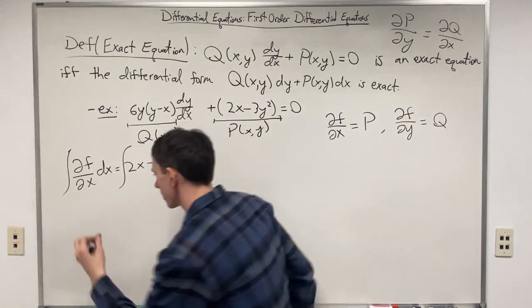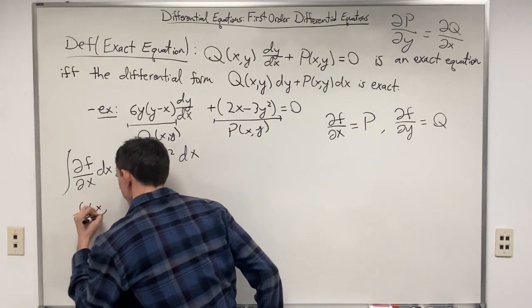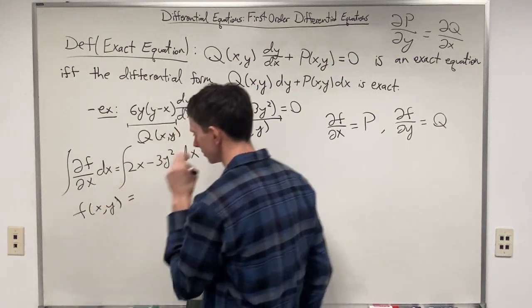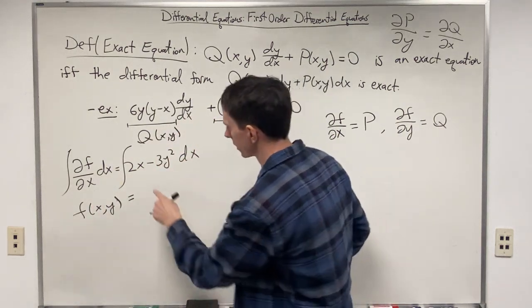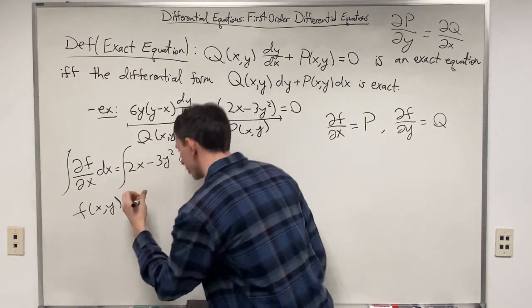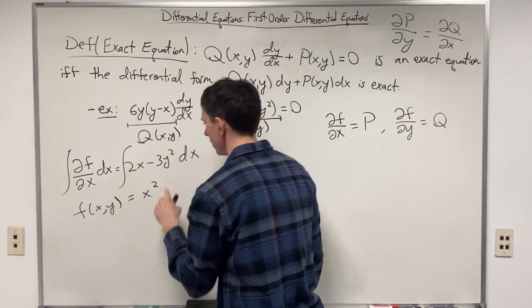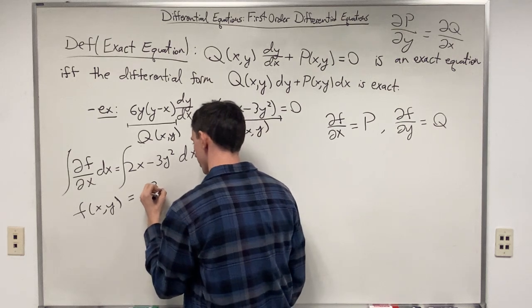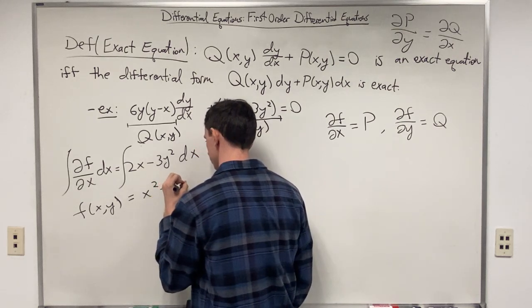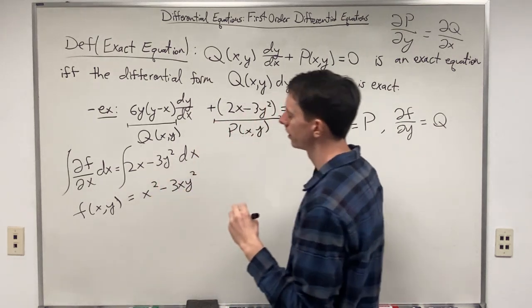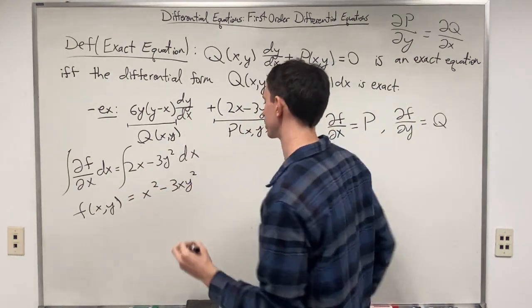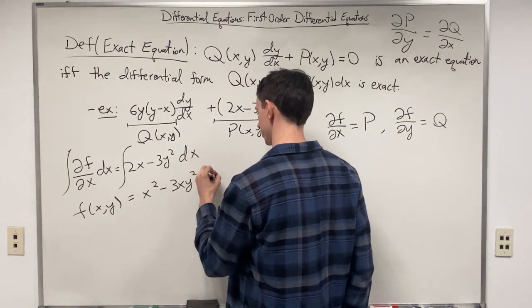For the left-hand side, I'm going to get just my function, f of x, y by itself. And then for the right-hand side, let's see what we get. If we integrate the first term, we're going to get x squared. If we integrate the second term with respect to x, of course, we're going to get minus 3x y squared. And then because this is an indefinite integral, I'm going to have some integration constant, which I could call g.